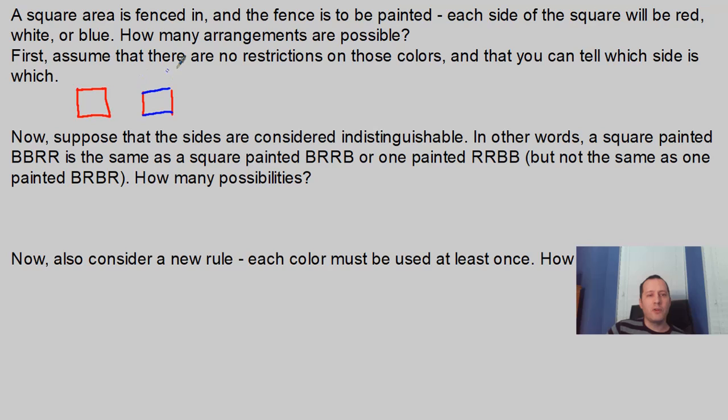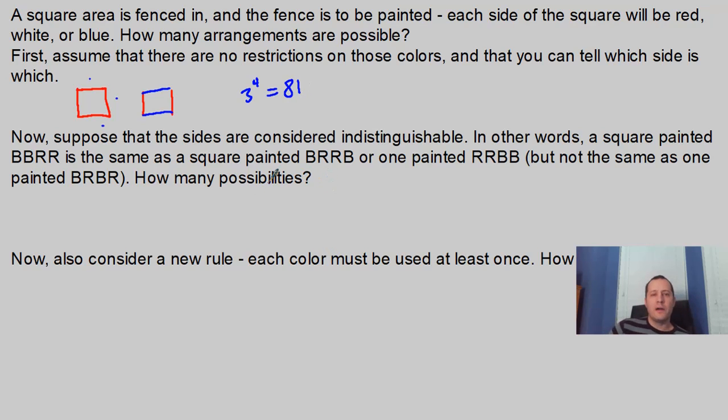So first of all, assume there's no restrictions on the colors, and you can tell which side is which. So you have side 1, 2, 3, and 4 maybe. That's to make it a little easier, that first question. If you want to pause here, go ahead and do it. Think about it. Really, you have four sides, and we can tell the difference between them, and for each side we have three colors to choose from, right? So it's 3 for the first side, times 3 for the second, times 3 for the third, times 3 for the fourth. That's 3 to the fourth power, which is 81 combinations.